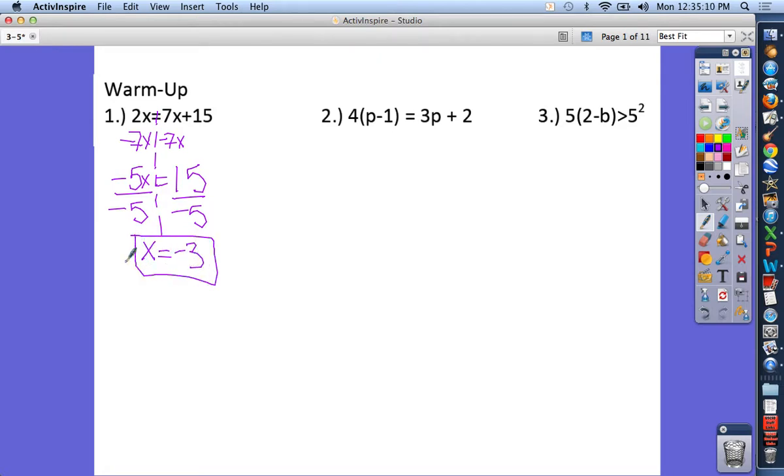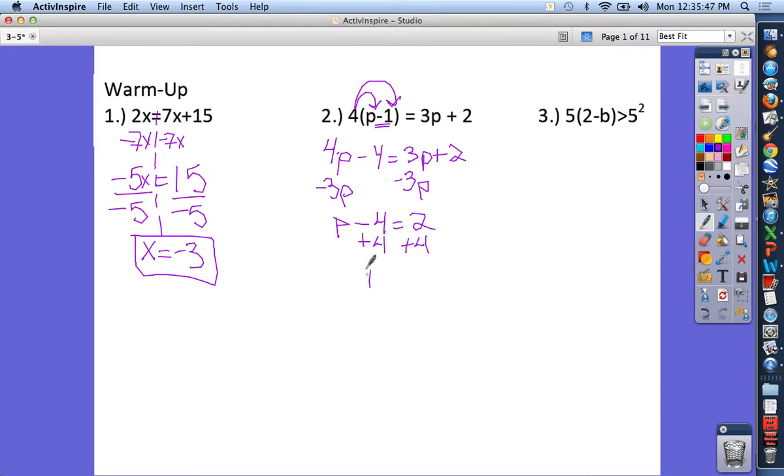And that's your answer. For number 2, you have 4 times a quantity. So you need to multiply your 4 by both terms in your quantity, or distribute it. You get 4 times p, and 4 times negative 1, which is negative 4, equals 3p plus 2. And again, you have your variables on both sides of your equal sign. So you subtract 3p from both sides, and you have p minus 4 equals 2. Add 4 to both sides, and your answer should have been p equals 6.